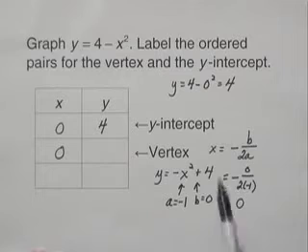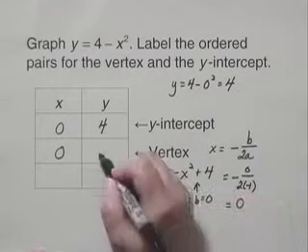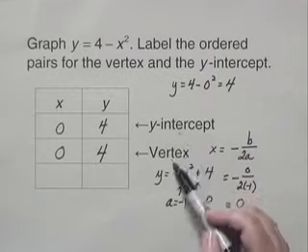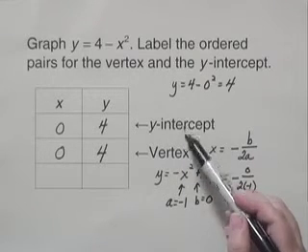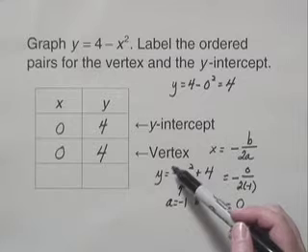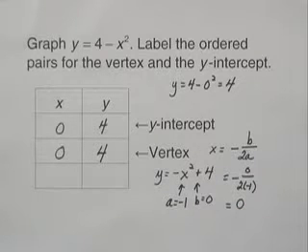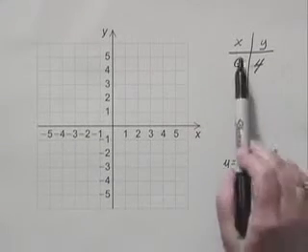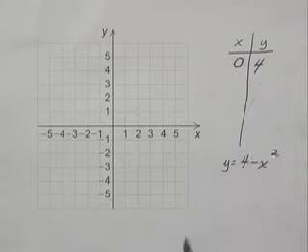And when x is 0, y is 4 minus 0 squared, or 4. Now this is unusual. This happens sometimes. These are not always the same. But in this case, the y-intercept and the vertex are the same point. Now that gives us 1 point for the parabola, or the graph, which is going to be a parabola. And in order to find more, we'll choose some values for x and find the corresponding values for y.